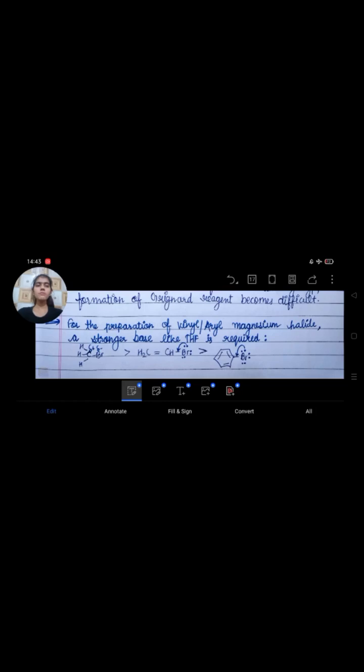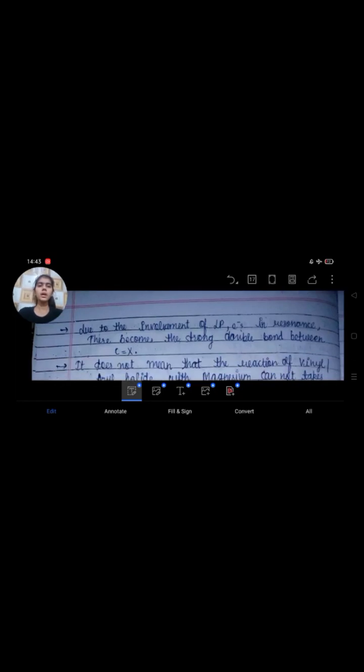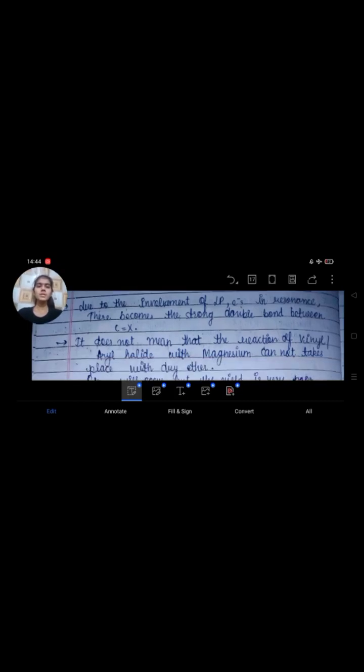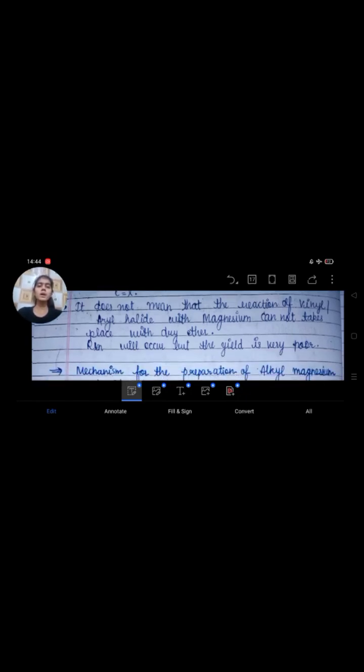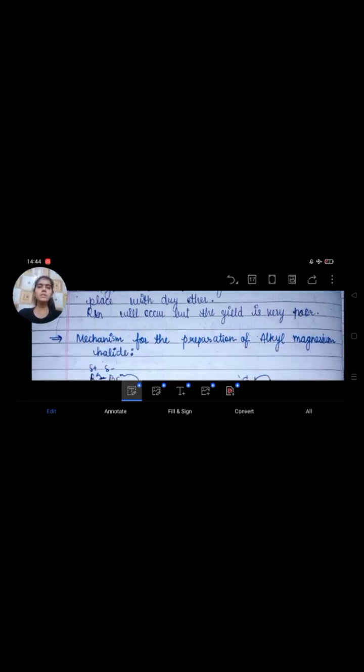And for the preparation of vinyl or aryl magnesium halide, a stronger base like tetrahydrofuran is required. Due to the involvement of the lone pair of electrons in resonance, there is a strong double-bond character between the carbon and halogen. It doesn't mean that the reaction of vinyl or aryl halide with magnesium cannot take place with dry ether, because the reaction will occur but the yield is very poor. Mechanism for the preparation of alkyl magnesium halide.